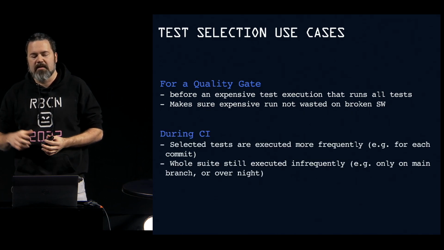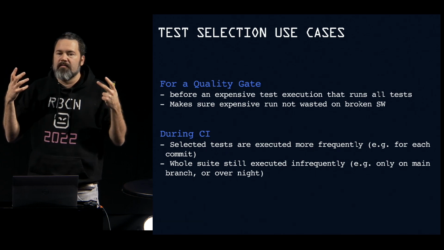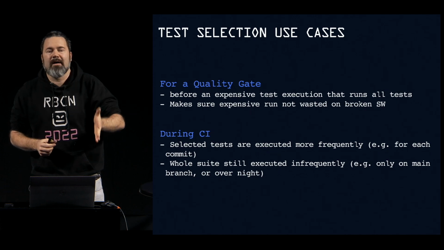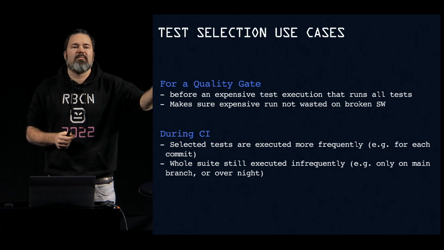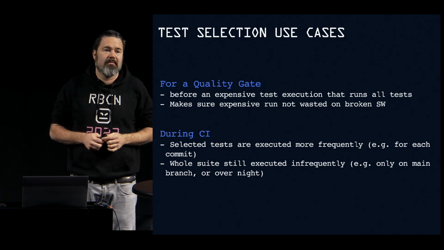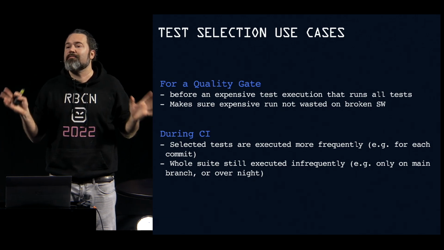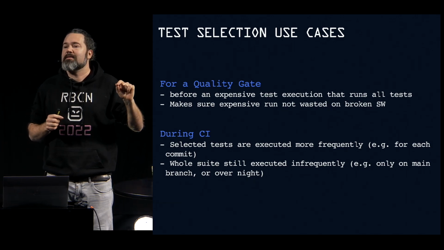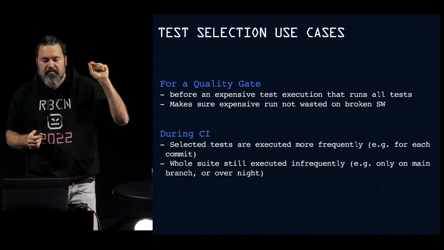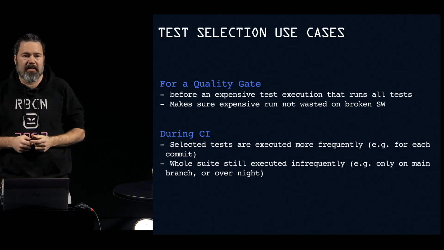And the second use case, I think, is more intuitive. If you run your tests during continuous integration, if they passed yesterday and you made a small code change today, if you now rerun all the tests, many of them probably cannot find a new bug because the code they test is not even executed. So continuous integration is another use case for test selection.